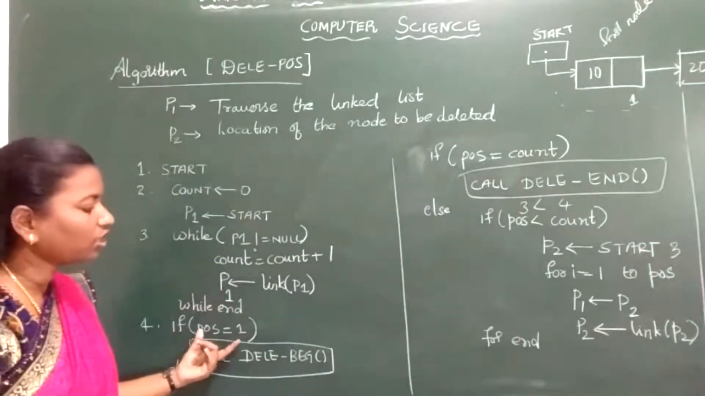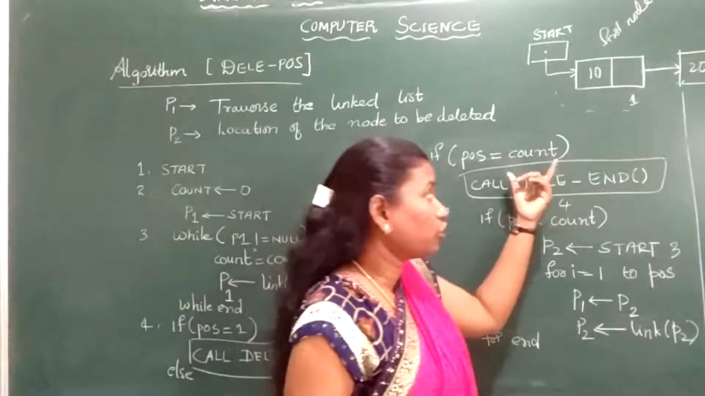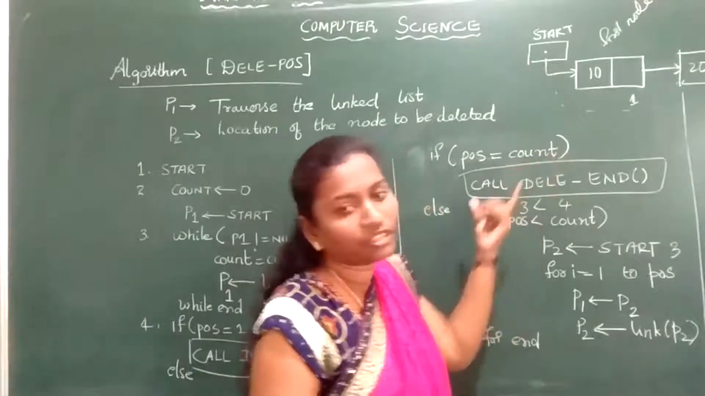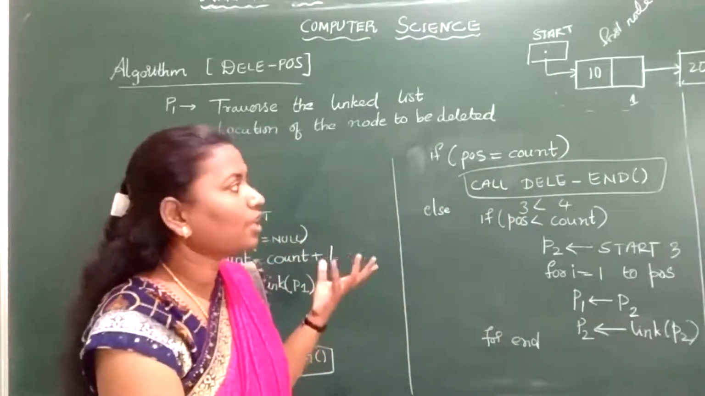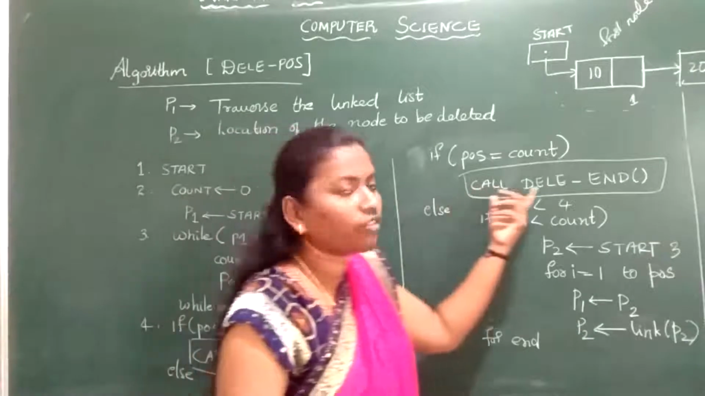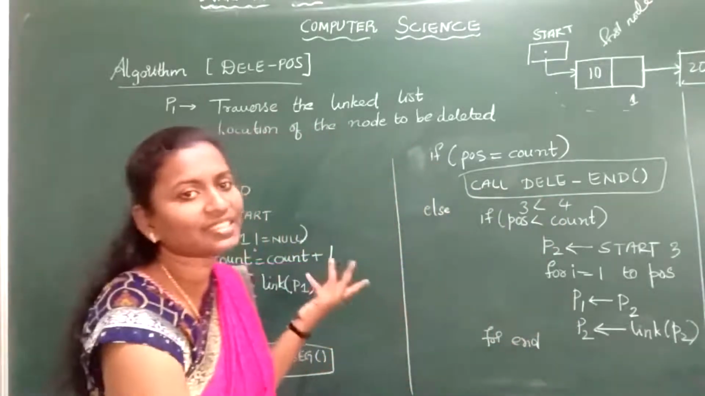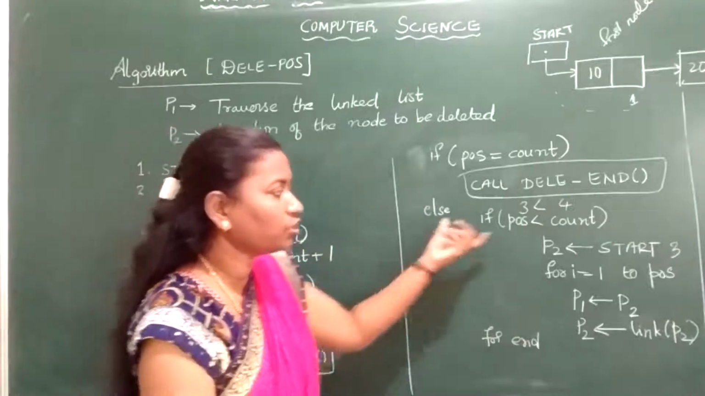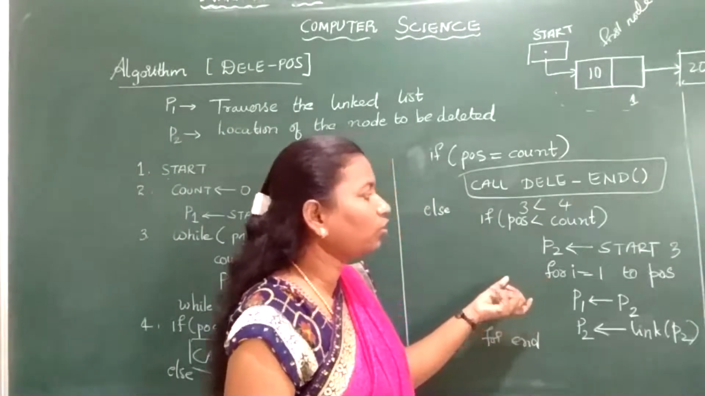Next, if position is equal to 1, we will call the routine to delete in the beginning. If position is equal to count, what is my count? If my count is 4, that means I reach the end of the node. So that time I will call the routine for delete at the end. For example, if I give the position as 3, what should I do? In this routine I have included a for loop.